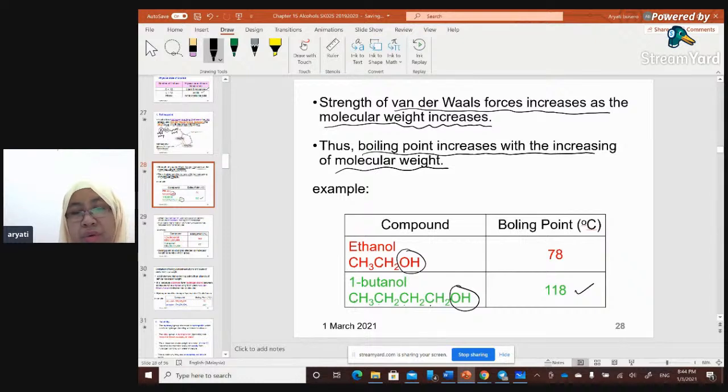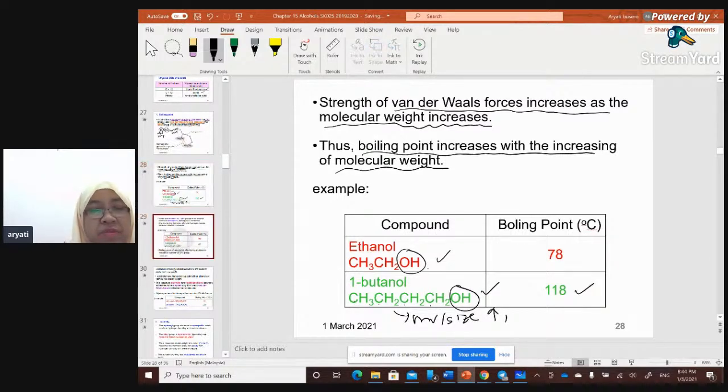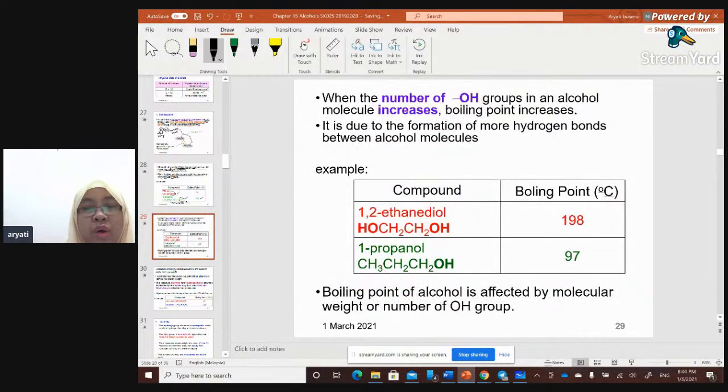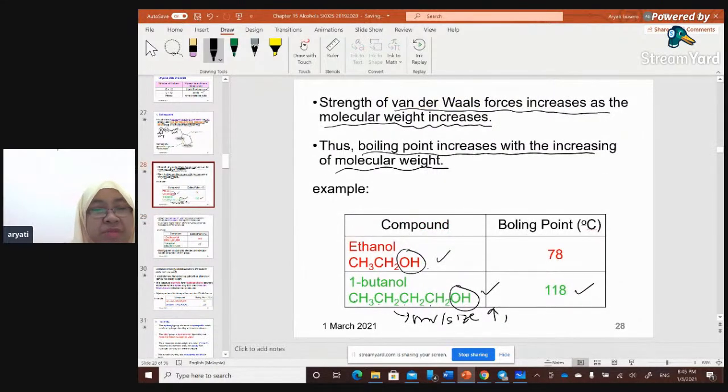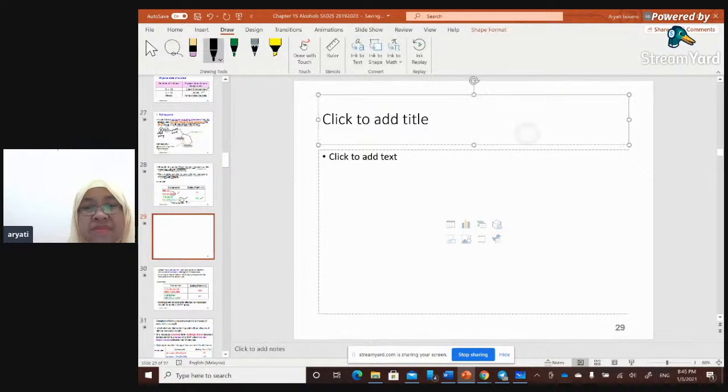Both can make a hydrogen bond. Ethanol can make hydrogen bond, and 1-butanol also can make hydrogen bond. But the MR or size of butanol will be larger. So the explanation is here. For this, we need to give the explanation.